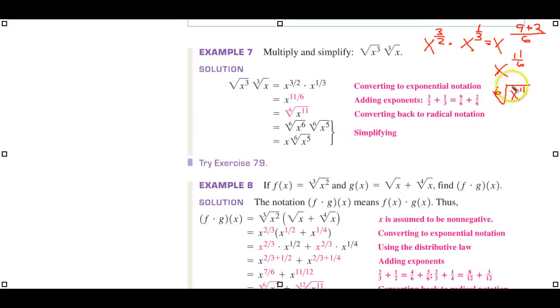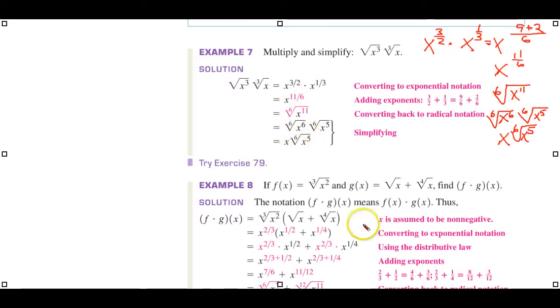Now, can I simplify that a little bit? And they are doing that, actually. I can put that into one that is a perfect 6 and whatever's left over. Another technique we had. Well, this would be x to the 6th. This would be x to the 5th. Now, this is just going to be x, the 6th root of x to the 5th. And that's what they have here. And they've worked it out for you nicely here as well.